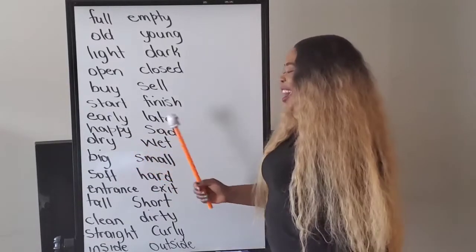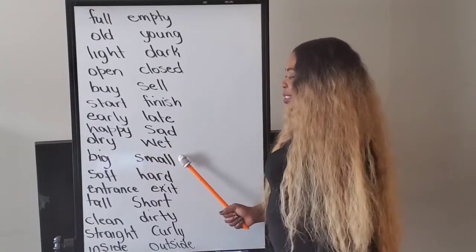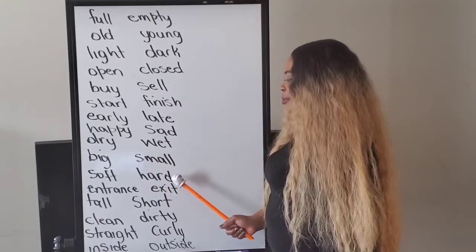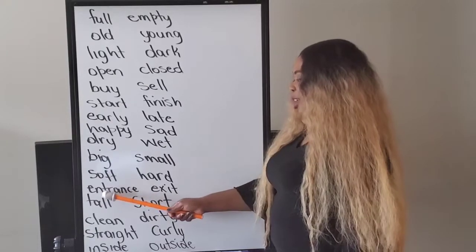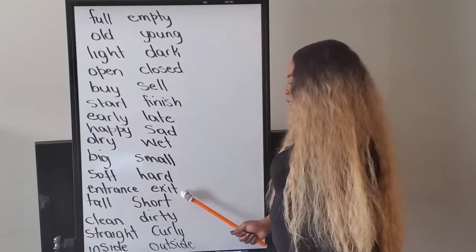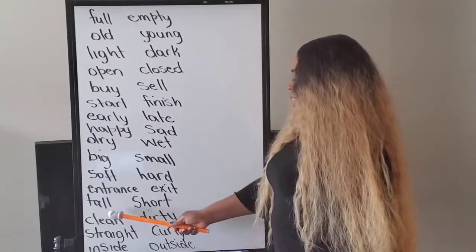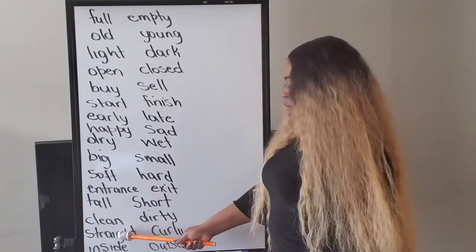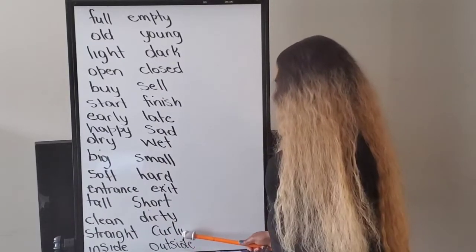It's either dry or it's wet. Now it can be big or it's small. Soft or hard. Entrance or exit. So the place that you enter or the place that you leave. Entrance or exit. It's either tall or short. Clean or dirty. It's either straight, so my hair is either straight or it's curly.